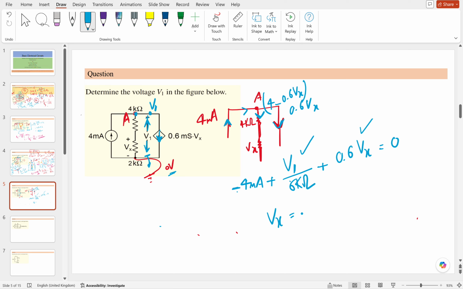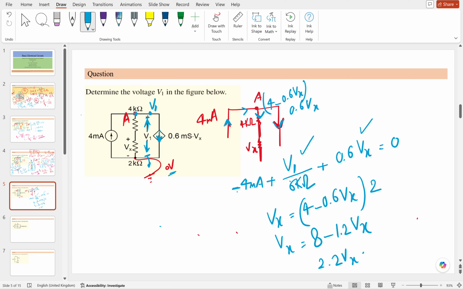So Vx is equal to 4 minus 0.6 Vx multiplied by the 2 kilo ohm resistor. So Vx is equal to 8 minus 1.2 times Vx. Solving, 2.2 times Vx is equal to 8. Let me solve that. Vx comes out to be 8 divided by 2.2, which is 3.63.